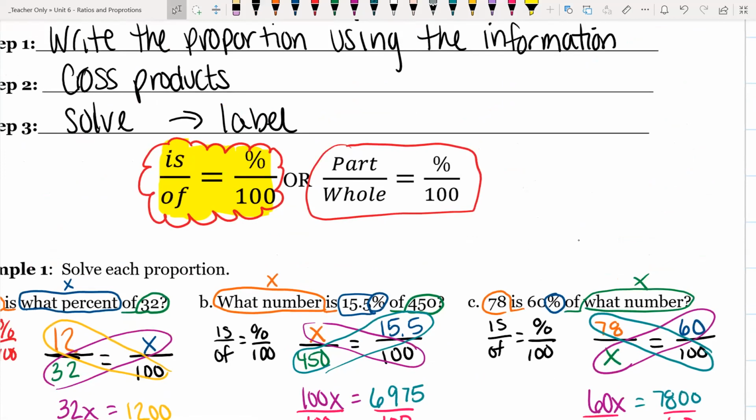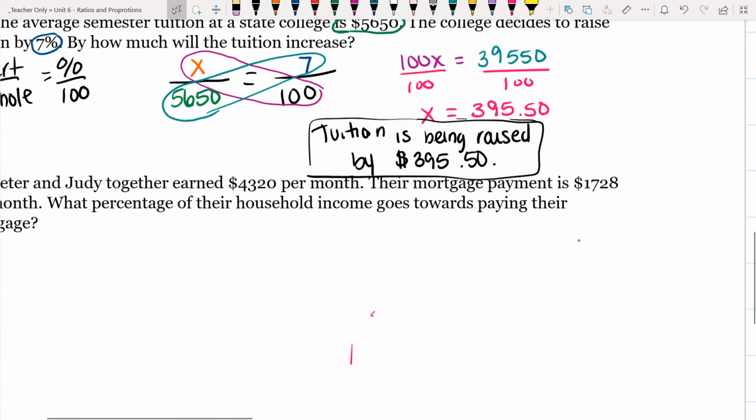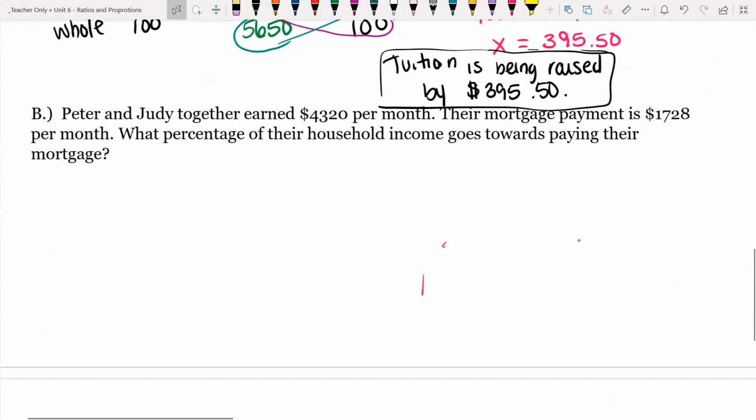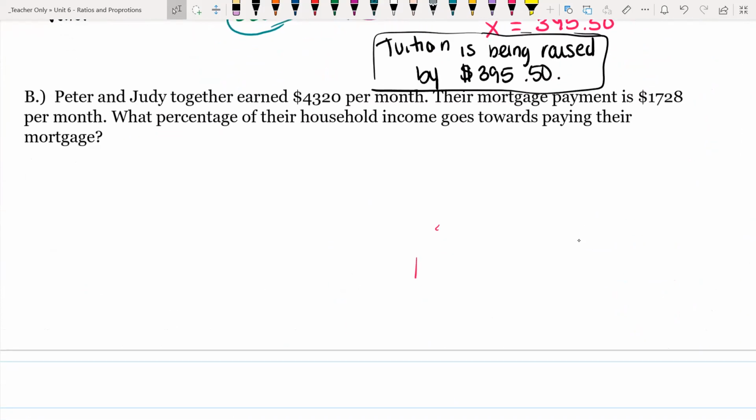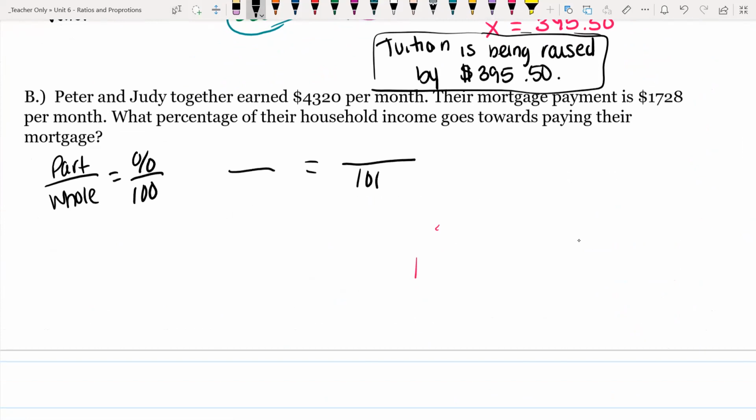Okay, so again, for word problems, you're going to want to use part over whole. So up here, if it makes sense, use part over whole for word problems. Okay, so let's look at the next one. Peter and Judy together earned $4,220 per month. Their mortgage payment is $1,728 per month. What percentage of their household income goes towards paying their mortgage? Remember it's part over whole equals percent over 100. So we always have that 100 there.